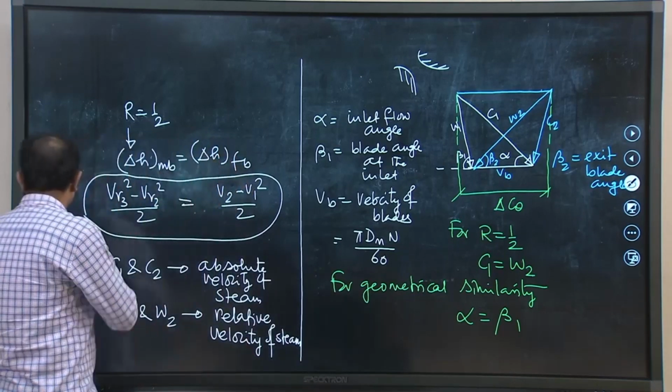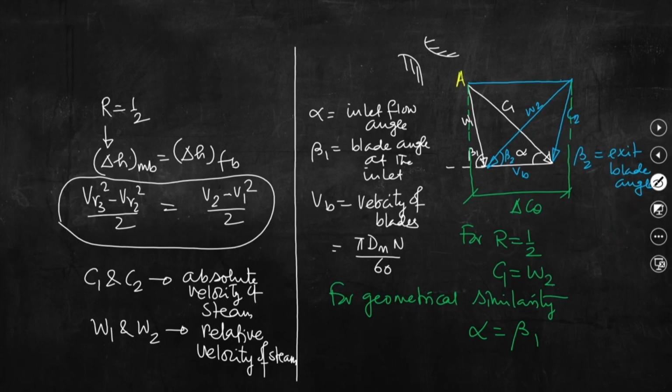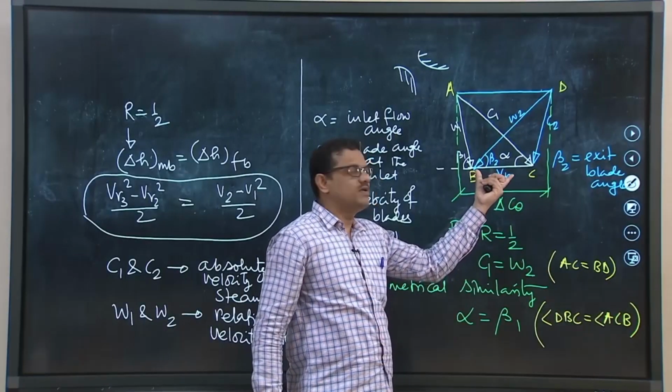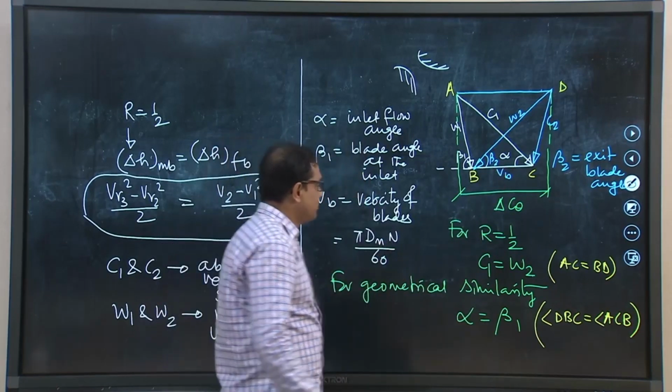Now, if we give names to these two triangles that we have drawn here, say this is A, this is B, this is C, and this is D. What we saw is that C1 equal to W2, that means AC equal to BD; alpha equal to beta 1, that means angle DBC equal to angle BCA or ACB; and also Vb is common, because you can see that Vb is the same. The blade velocity, pi Dm N by 60, is the same.